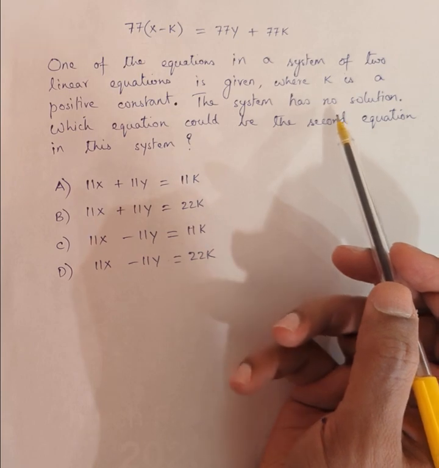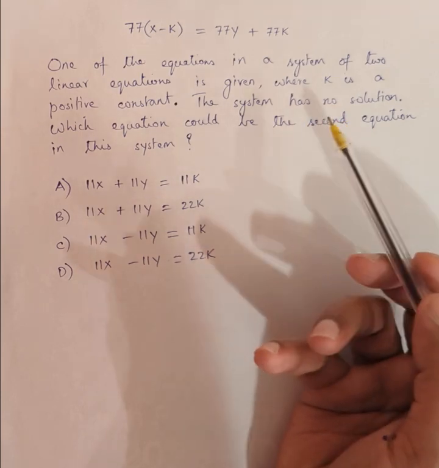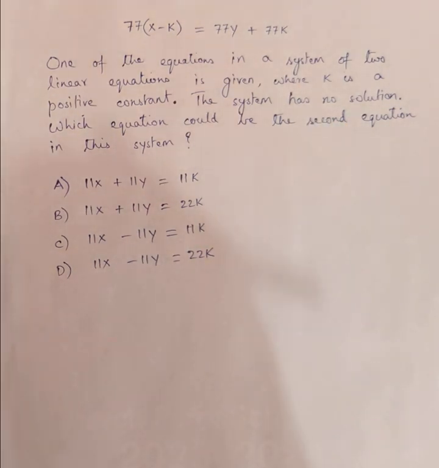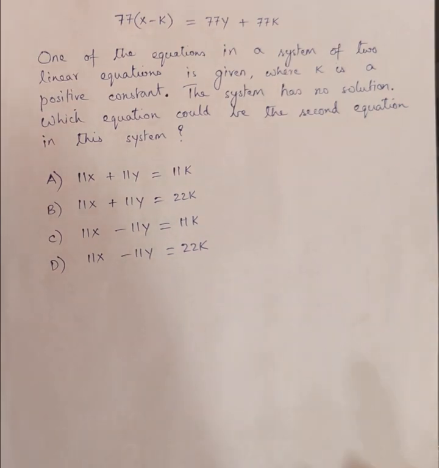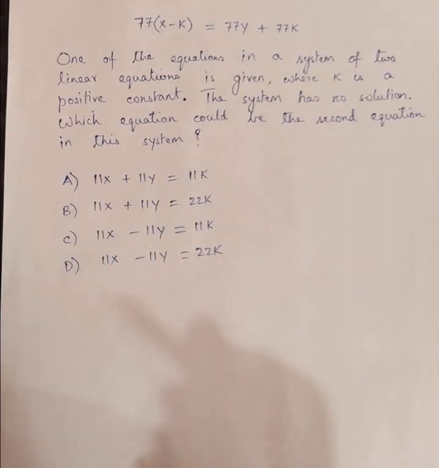No solution means the lines are going to be parallel. So they have the same slope, but different y-intercepts. That's what we want to think. Which equation could be the second equation in this system? And there are four answer choices that look pretty similar.